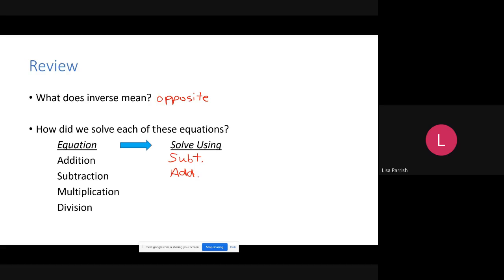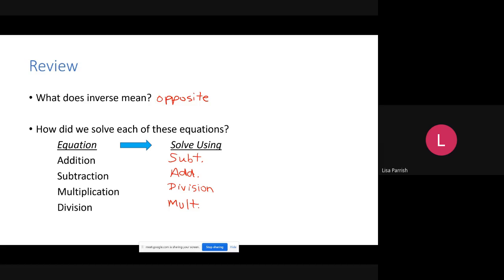To solve a multiplication equation, we use the inverse operation of multiplication, which is division. And for division equations, we solved it using its inverse operation, which was multiplication.